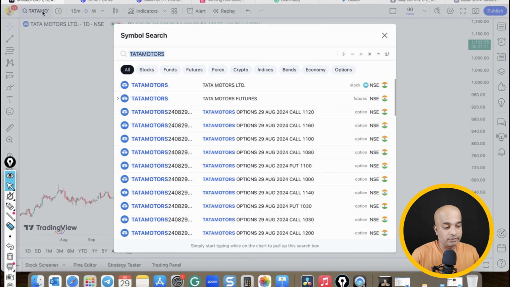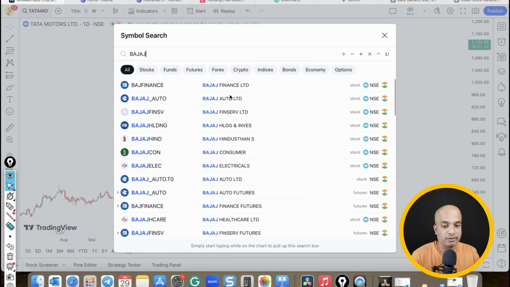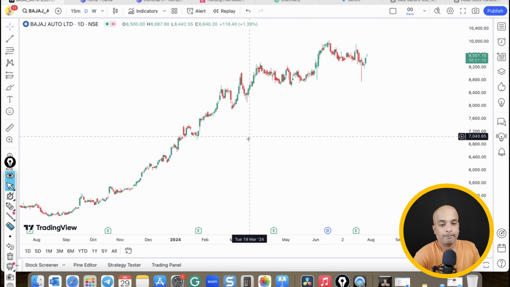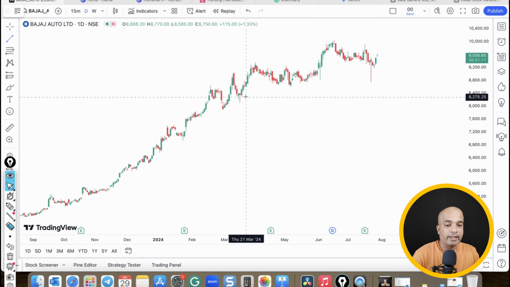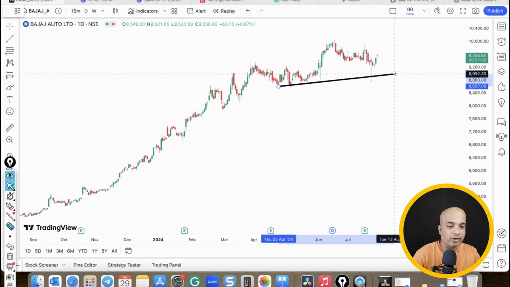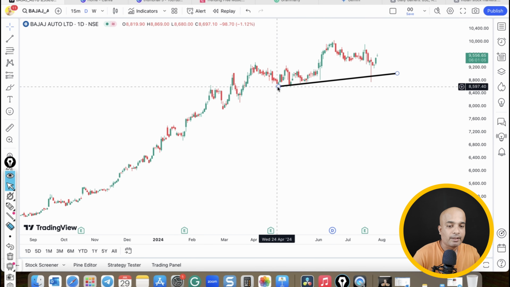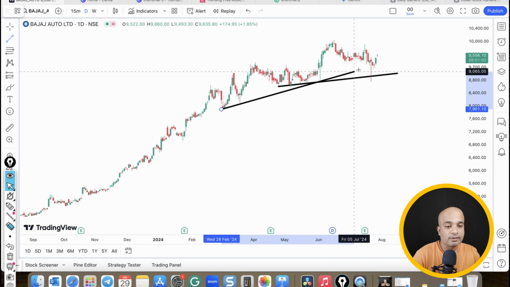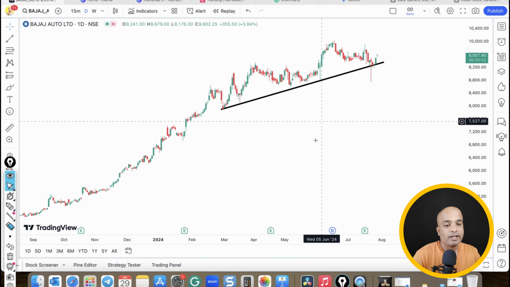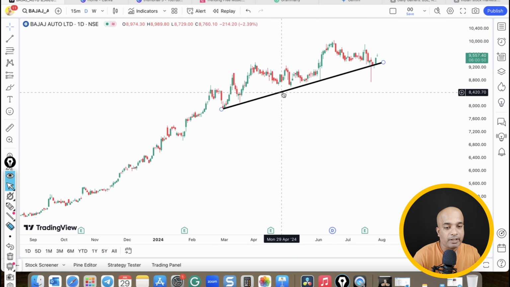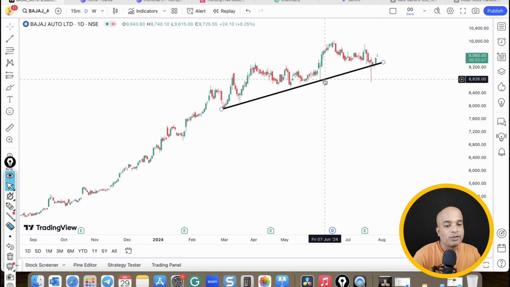Now I will go to some other stock. For example, I have gone to Bajaj Auto. In this case, I can draw a trend line like this. Or I can also draw a trend line like this. I think this trend line makes very much sense because it connects more peaks, so I will delete the other trend line. In this case, I've connected 1st peak, 2nd peak, 3rd peak, 4th peak, 5th peak. So I've connected 5 peaks, and this becomes a powerful trend line.